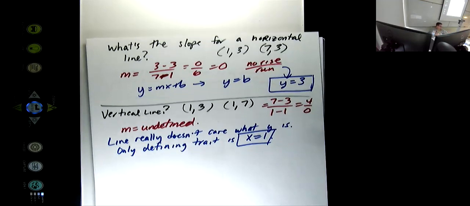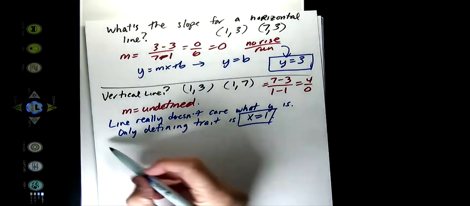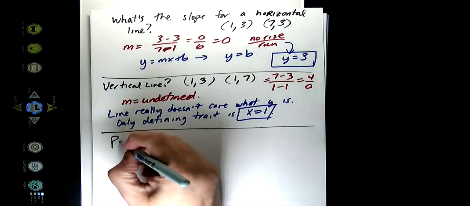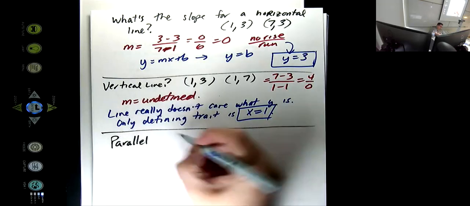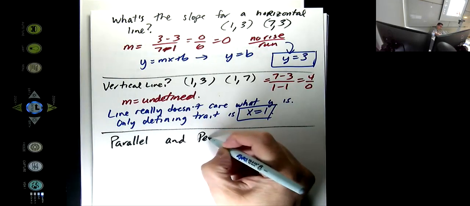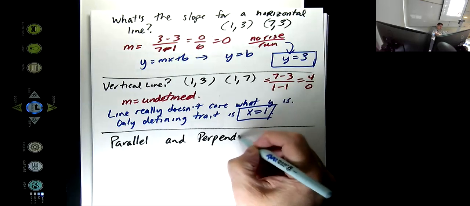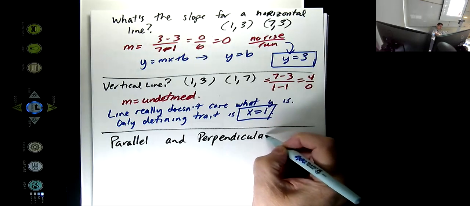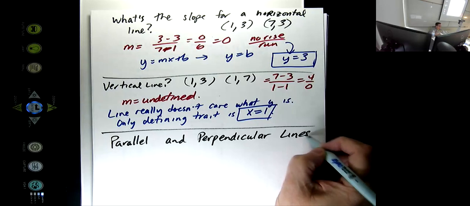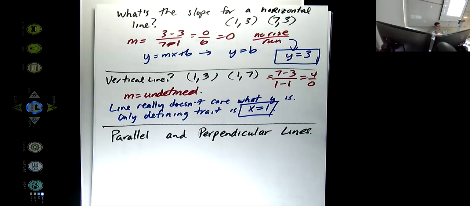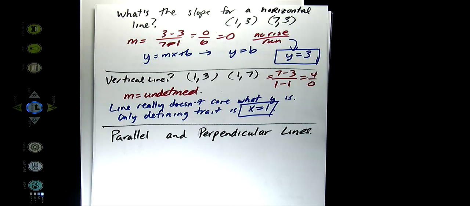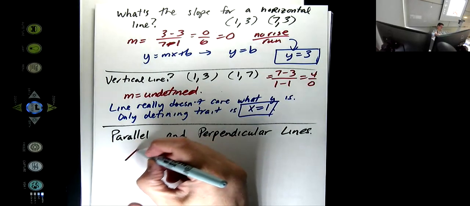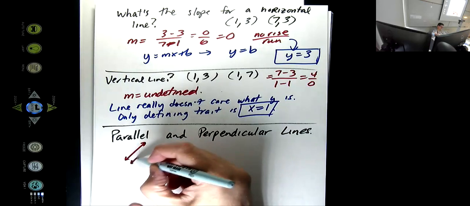All right, so next topic: parallel lines and perpendicular lines. What does parallel mean? They don't cross each other, which means they go in the same direction, but they don't overlap.